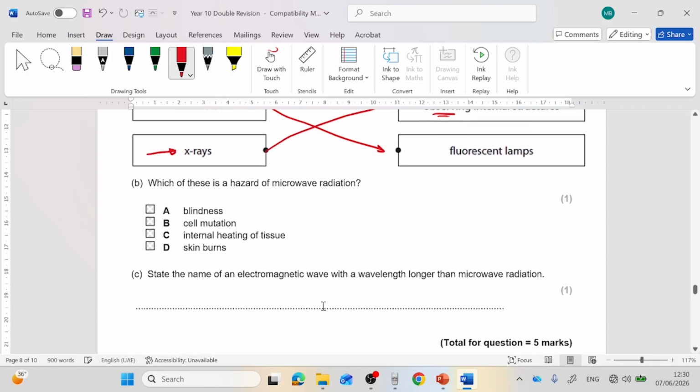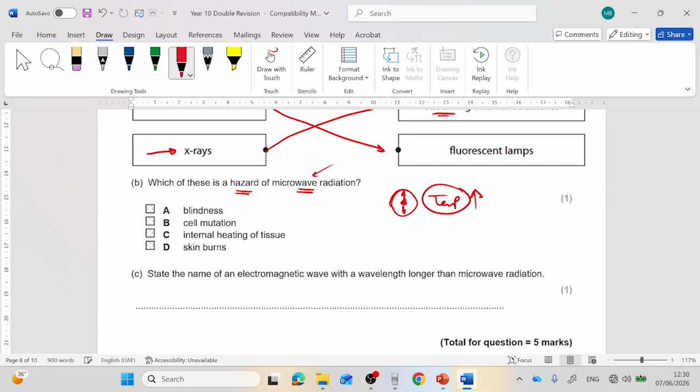Okay. For question B, which of these is a hazard of the microwaves? Microwave radiation is absorbed by the water molecules which are inside food. So the amplitude of vibration increases and the vibration between molecules increases. So the temperature of the food will increase. This is the way that we use a microwave to heat our food, right?